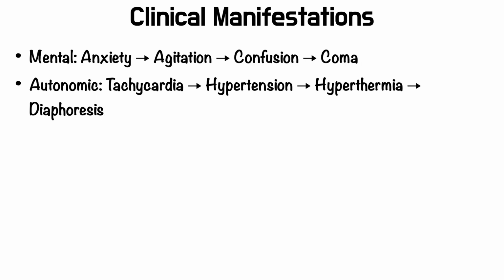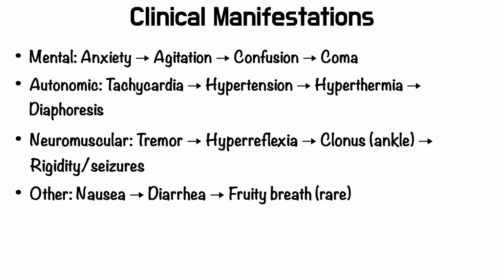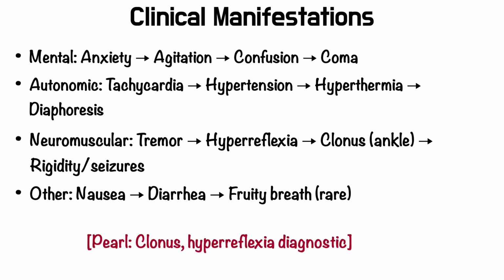In mental, it is anxiety, agitation, confusion to coma, right? And in autonomic, it is tachycardia to hypertension to hyperthermia to diaphoresis, that is excessive sweating. And in neuromuscular, it is tremor to hyperreflexia to clonus, that is in the ankle, and to rigidity or seizures. And the other symptoms are nausea and diarrhea, which in rare cases can also lead to breathing difficulty. And the pearl is that hyperreflexia and clonus are diagnostic of serotonin syndrome.